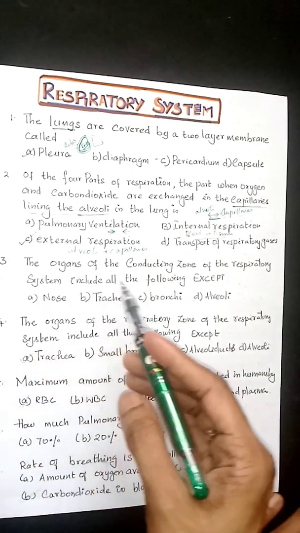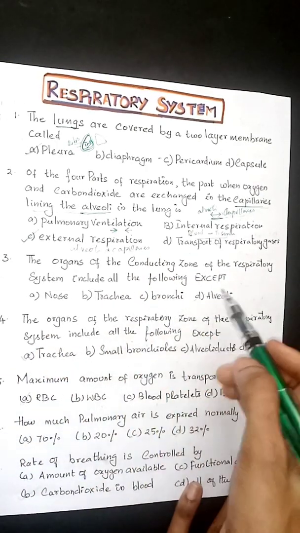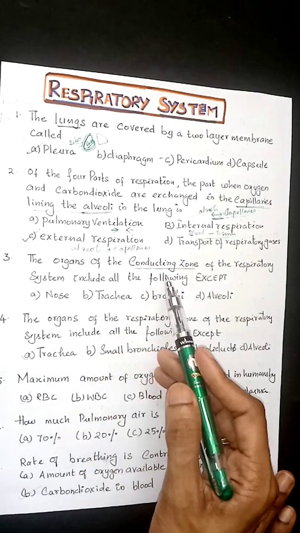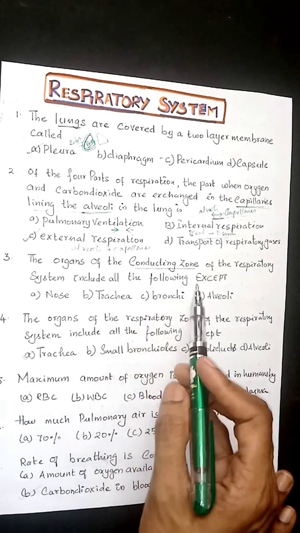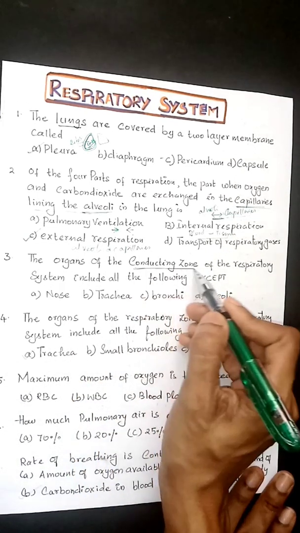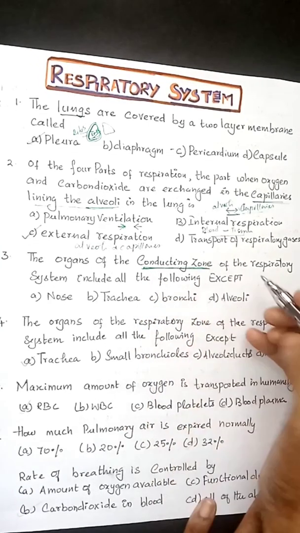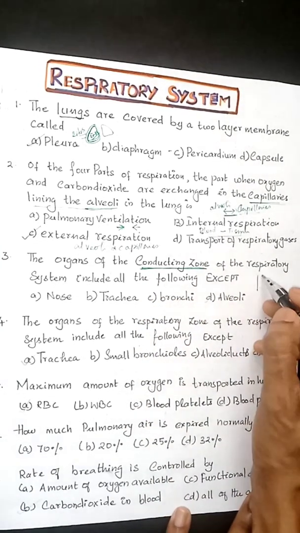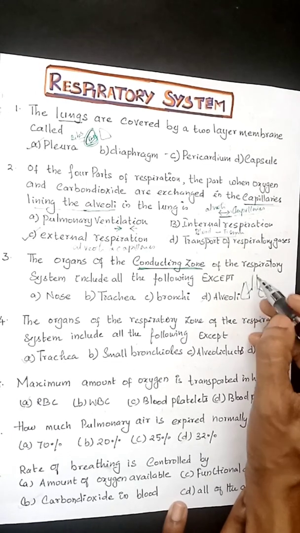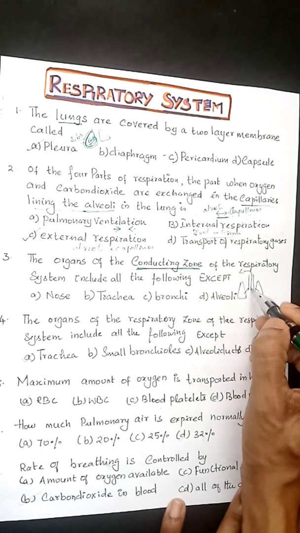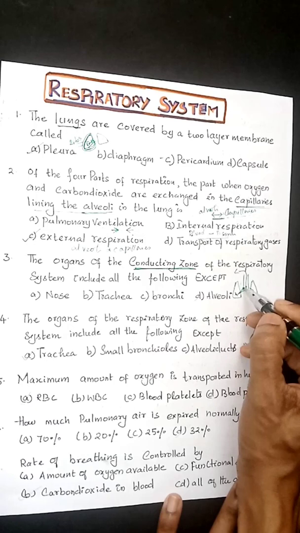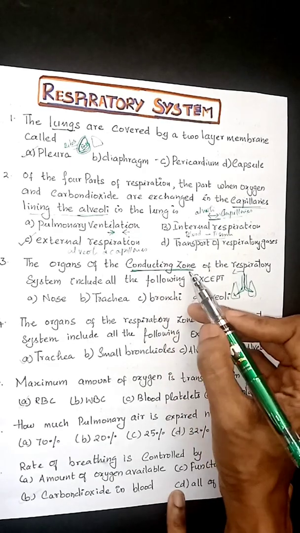Next, third question is the organs of the conducting zone of the respiratory system include all of the following except nose, trachea, bronchi and alveoli. Here conducting zone is important. So what is the meaning of conducting zone? The zone which conducts air or which allows the air to pass through. We have trachea here, lungs. From the nose air enters and flows inside the lungs. So till the level of alveoli, where the air flows is called conducting zone.